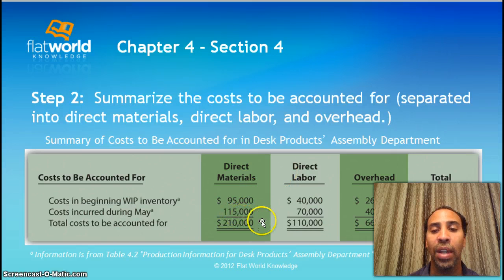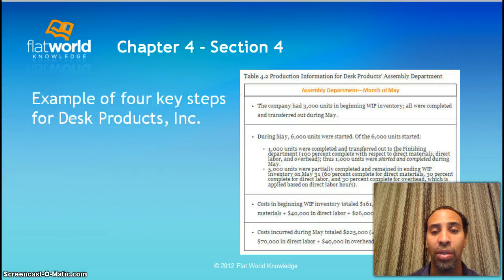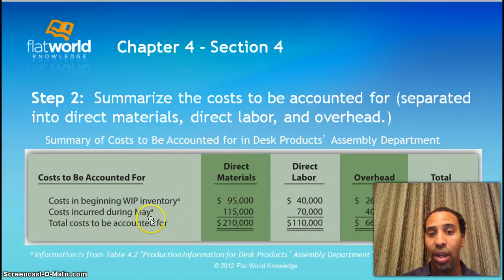So where did the 115,000, 70,000, and 40,000 come from for the cost incurred during May? Well, that's also given right here. Cost incurred during May, $225,000, broken up by 115,000 in direct materials, 70,000 in direct labor, and 40,000 in overhead. When you go back to the grid, you see those three, 115,000 plus 70,000 plus 40,000 equals 225,000 in total. So for direct materials, the total cost to be accounted for is 210,000. You will use that number as well. Direct labor total cost to be accounted for is 110,000. The overhead total cost to be accounted for is 66,000.